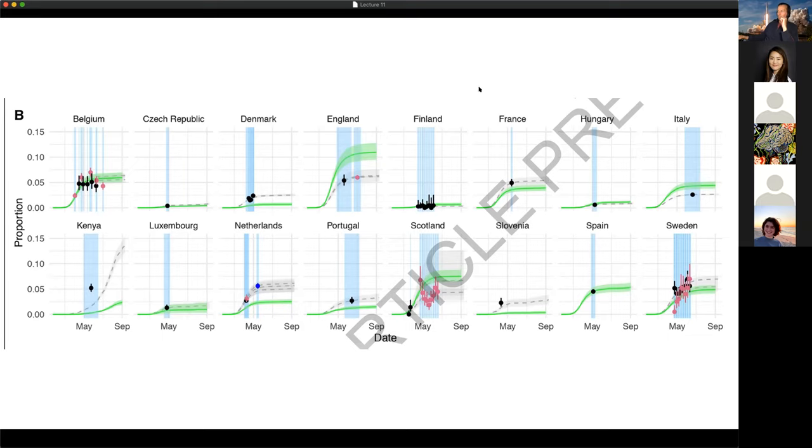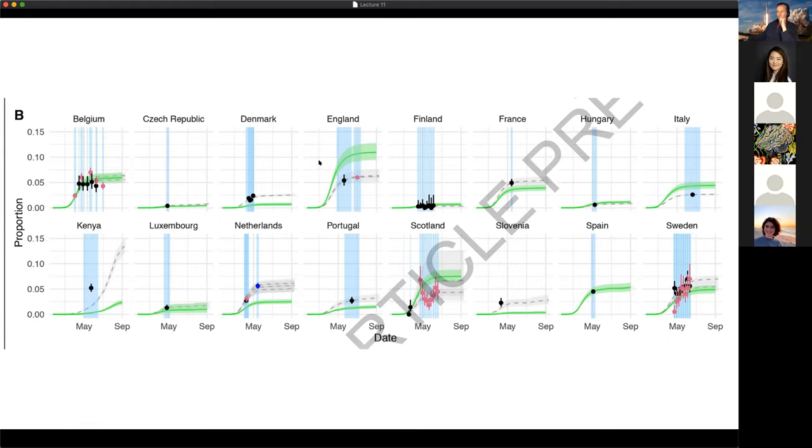So you have individual countries. Each one of these countries had at least one sera survey. So that's a black dot. That's when it was taken. So the x-axis here is the temporal axis, from March to September. You can see that Belgium was very, very well sampled. There are six sera surveys. There's one in the Czech Republic, a couple in Denmark, one in England, a bunch in Finland, and a bunch in Sweden.